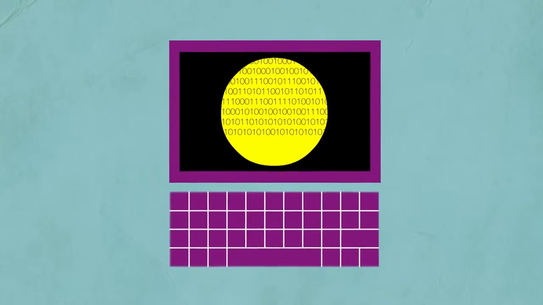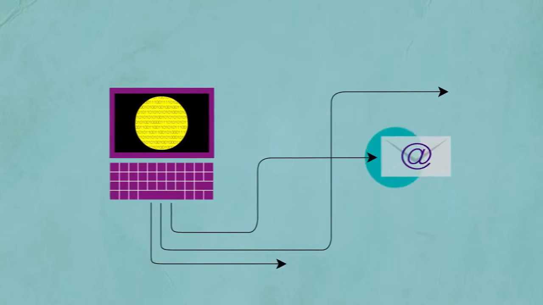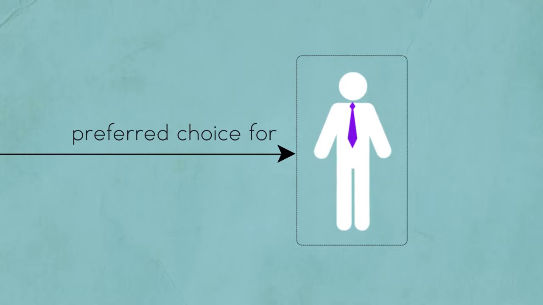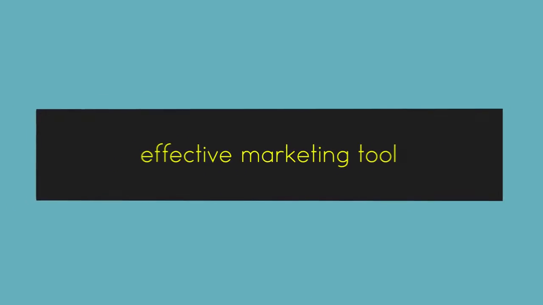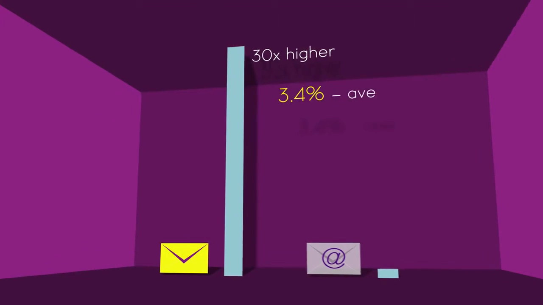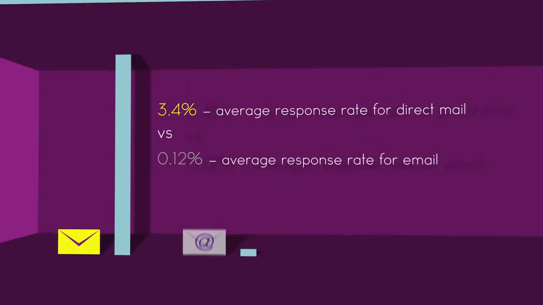Digital technology has given businesses a range of new channels through which to reach their customers, from email to social media and beyond. These digital channels have grown so quickly that many expected them to become the preferred choice for marketers. And yet, through it all, direct mail has retained its status as one of the most effective marketing tools available. In fact, the average response rate for direct mail is 30 times higher than it is for email, the medium that was once expected to replace it, with better response rates.